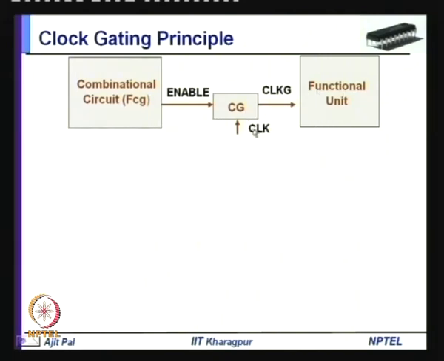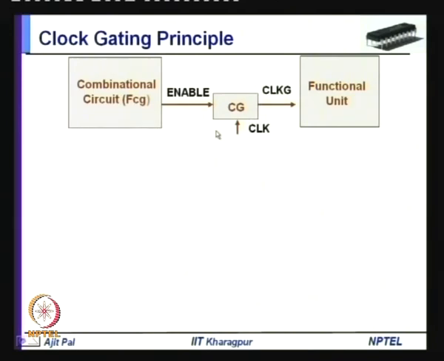That means there are situations where the clock need not be applied to this functional unit. So, the job of this combinational circuit is to identify when an enable signal has to be applied to a clock gating circuit. CG is a clock gating circuit, and this clock gating circuit will allow the clock, whenever it is enabled, to reach the functional unit. That means when the enable signal is 1, the clock will reach the functional unit, and you can see here the clock that is being applied to the functional unit is the gated clock. So, CLKG is the gated clock that is applied instead of the clock.